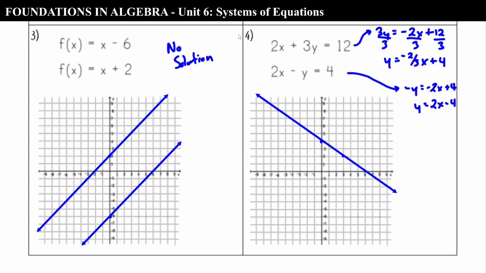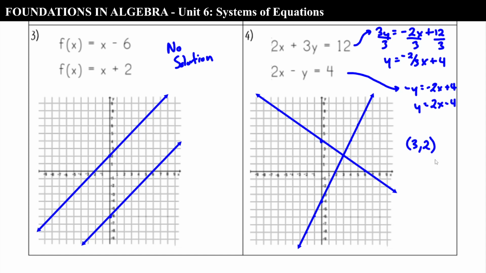And then let's graph the other one. Our y-intercept is negative 4, and our slope is 2, so we're going to go up 2 over 1, up 2 over 1, up 2 over 1. And you can go the other direction as well. And we're going to graph that line. And where do the lines meet? At 3, 2. So our solution here is going to be 3, 2.